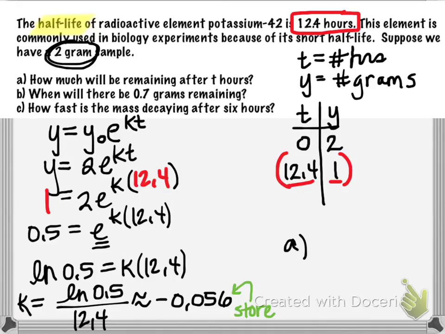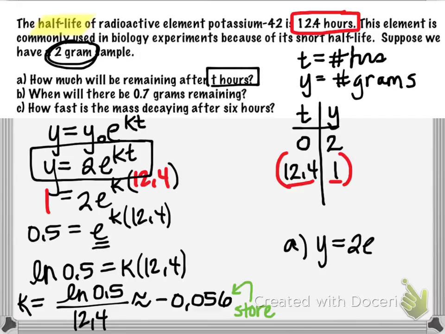Part A says how much will be remaining after t hours, meaning it wants us to write an equation in terms of t for this decay. And we have our basic equation right here, y equals 2e to the kt. Now that we have k, we can go ahead and substitute that in. So our model is y equals 2e raised to the negative 0.056t power.